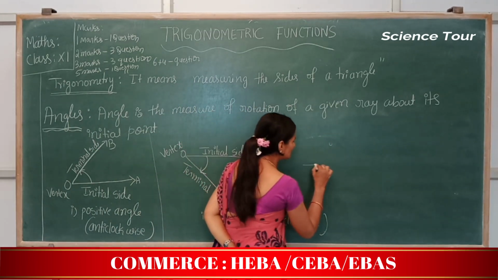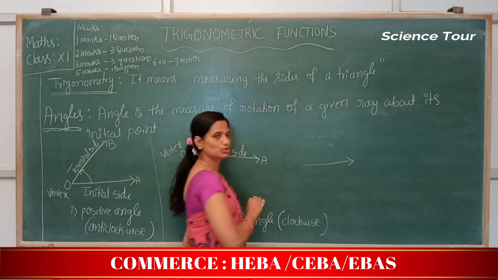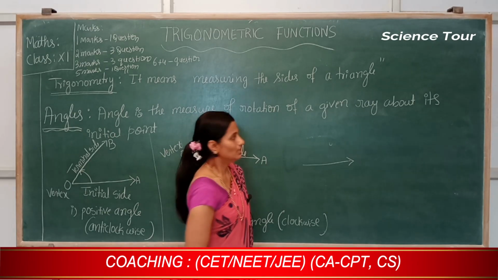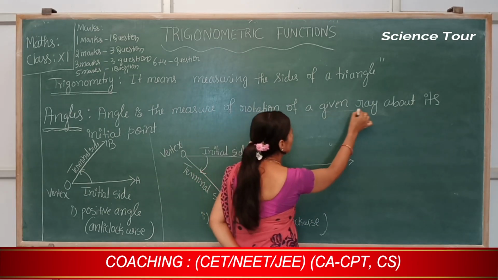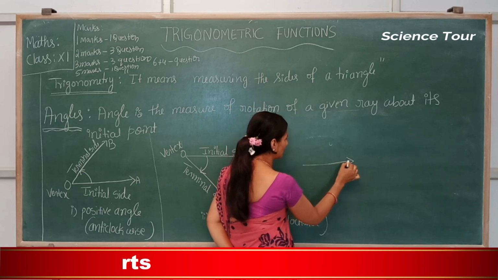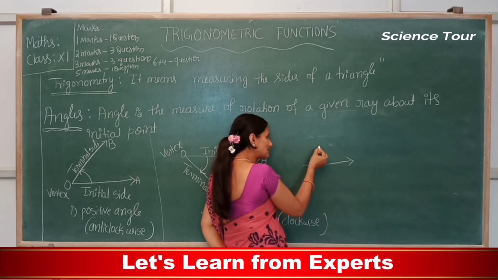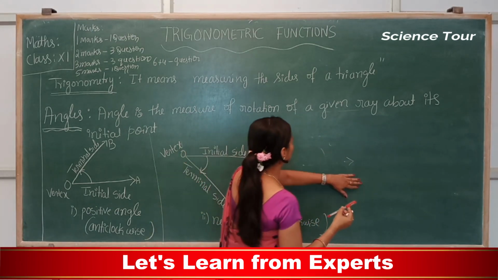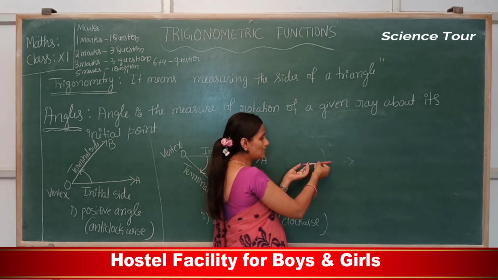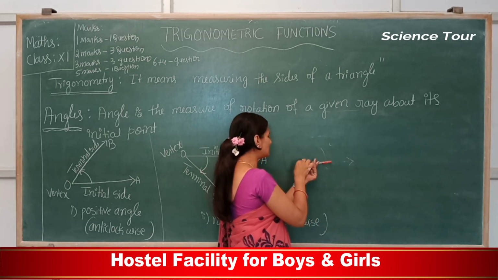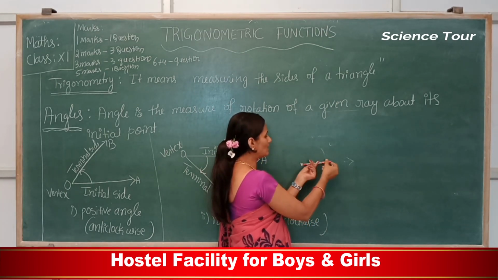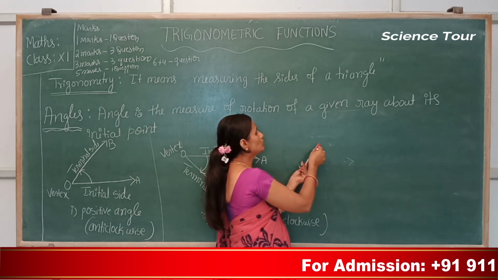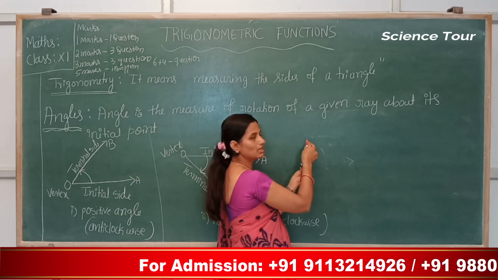So suppose this is one ray. You know the definition of a ray? A straight line with an arrow mark is called a ray. So it is the rotation of a given ray. Suppose this is the given ray and it is fixed here. If I rotate like this, how much did I rotate?